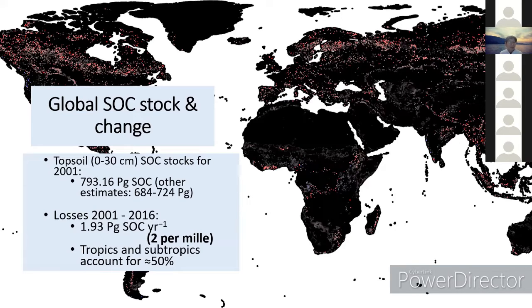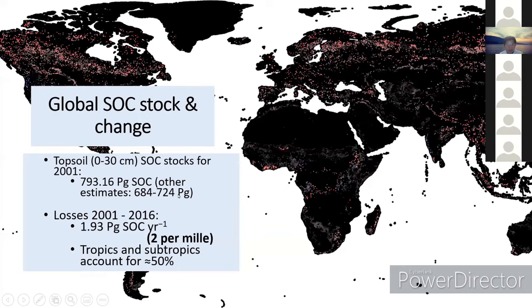So for example, in 2001, we estimate the topsoil had about 790 petagrams, or billions of tons. And then after 16 years, in different parts of the world, there is a decrease of 1.9 petagrams of soil carbon, or in other words, a decrease of about 2 per mil, 2 per 1,000 of the original stock within 16 years. Within each year, the decrease is quite small, but it's reasonable over time.